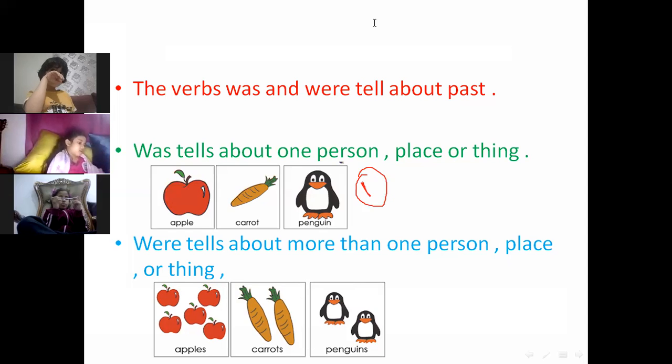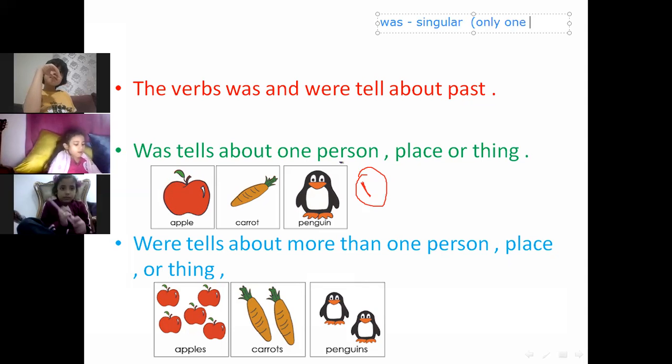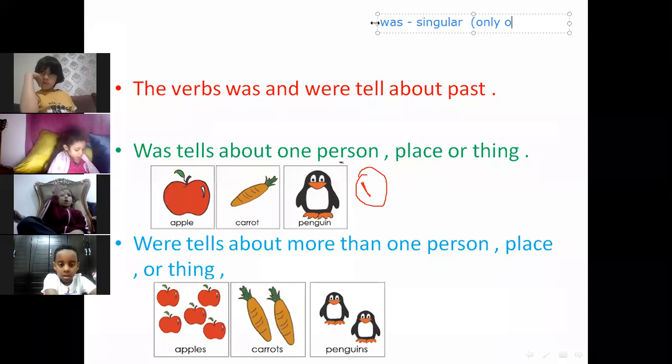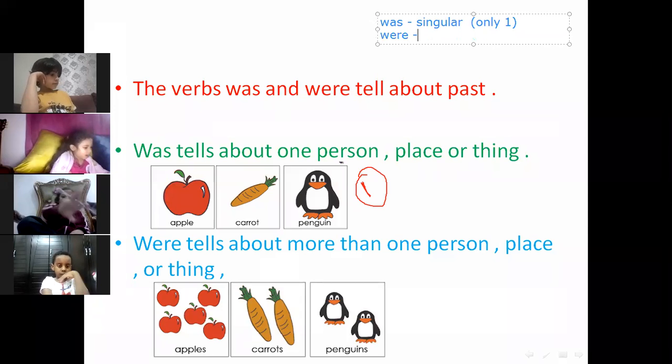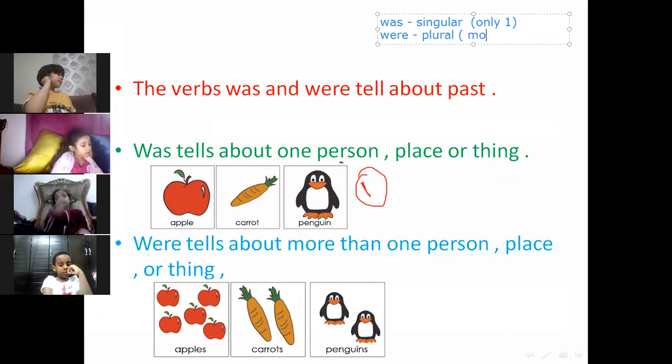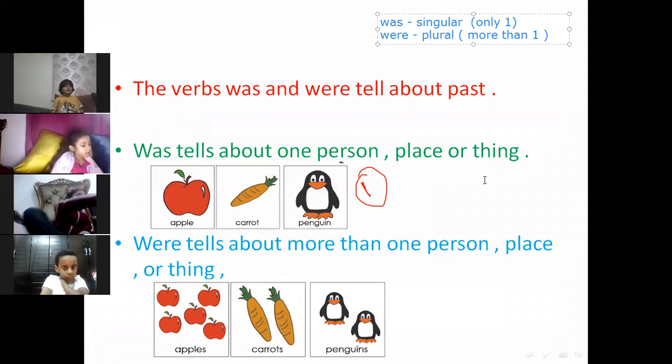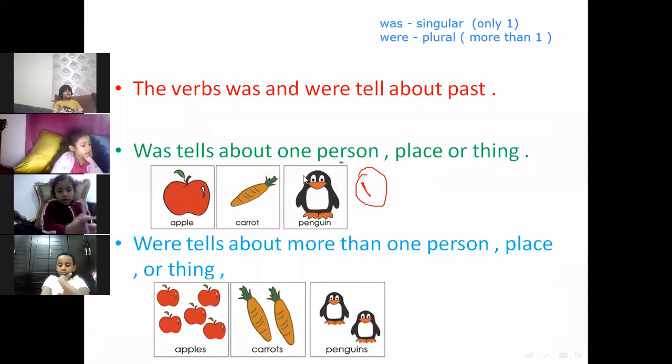Look at here. We use the word was with the singular subject. What's the meaning of singular? Only one. We use the word were if we want to talk about plural. What's the meaning of plural? More than one.